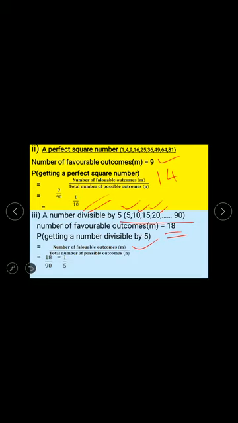First we cancel by 9. 18 by 90 cancel by 9: 9 2s are 18, 9 10s are 90. Again by 2: 2 1s are 2, 2 5s are 10. So how much are we getting? 1 by 5 is the answer.